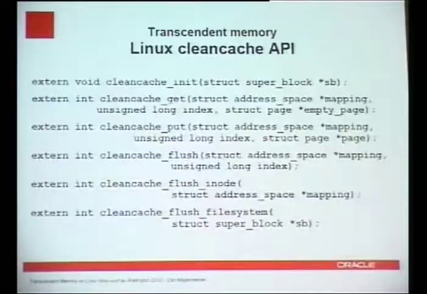So this is the Linux API for clean cache. It's very simple. When clean cache is initialized for a file system, the hypervisor Xen returns a tag or a pool ID, I call it, and that gets squirreled away in the in-memory super block so that all of the other access functions have easy access to it. And for get, put, and flush, there's an address space mapping. And for get and put, there's a struct page, which refers to the individual page of memory which is going to be copied to or from.